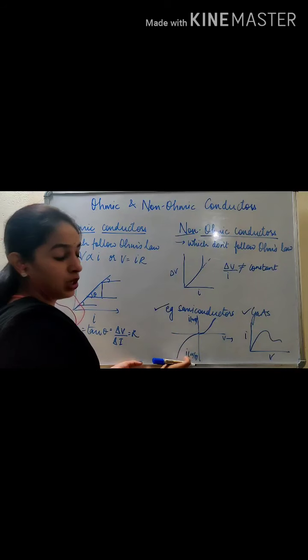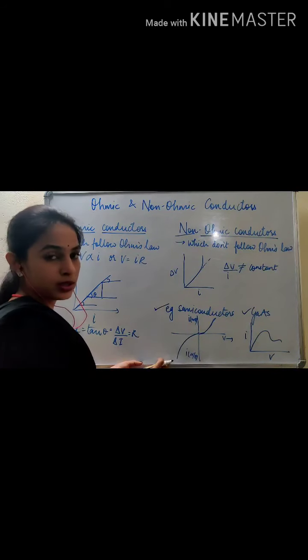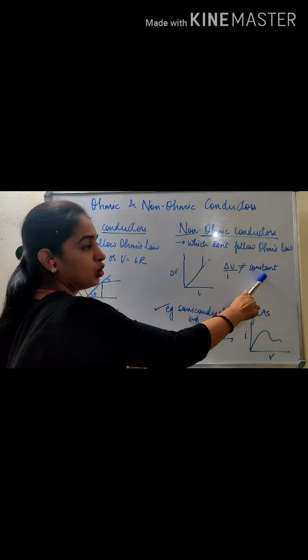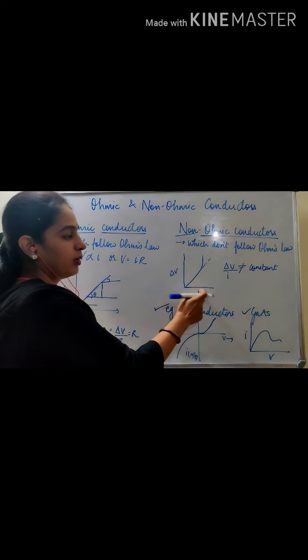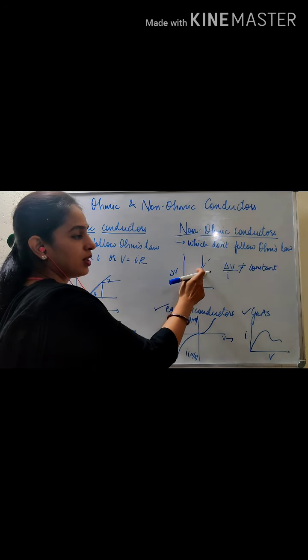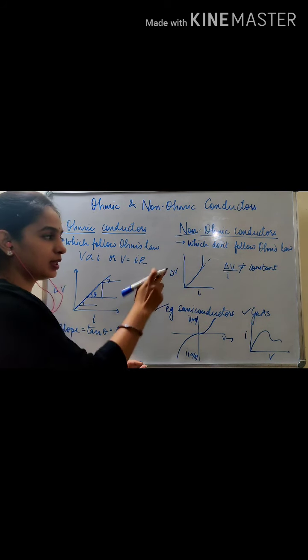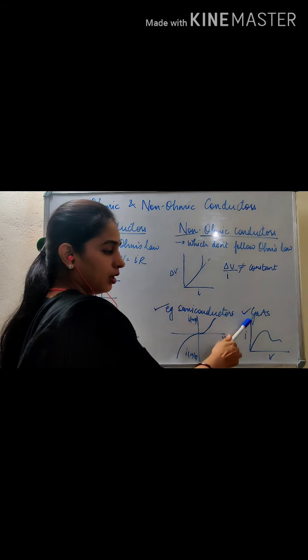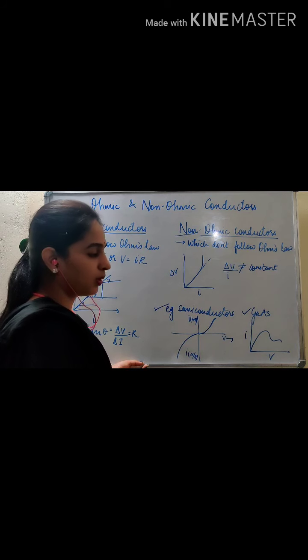So V is not directly proportional to I, or at all the points the slope is not constant. So we can write delta V by delta I is not constant for non-ohmic conductors. Delta V by delta I, initially it's a straight line graph, then it gets curved. So you can see that the slope is not equal everywhere. This gallium arsenide graph is frequently asked.